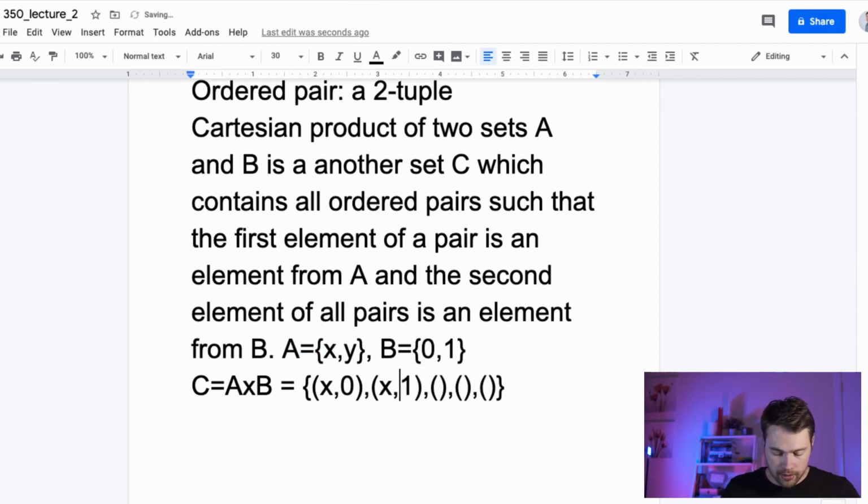X0, x1, y0, y1. That's it. So that would be Cartesian product.